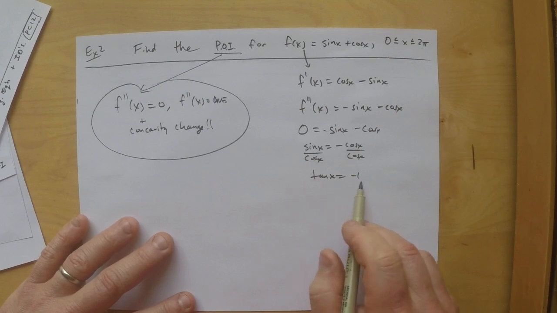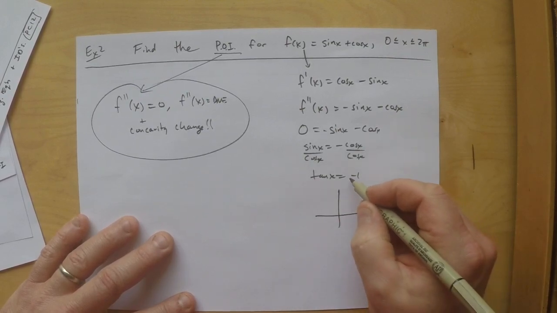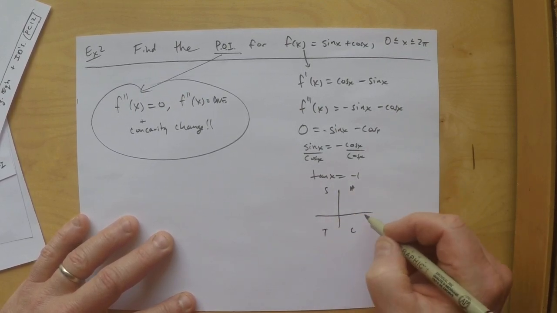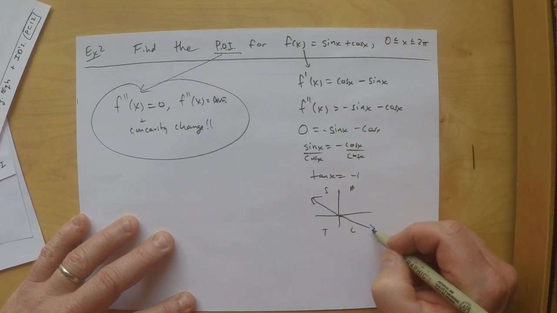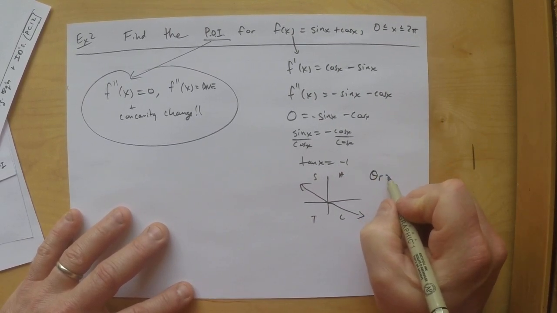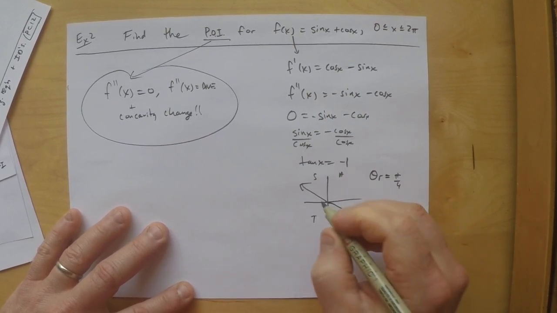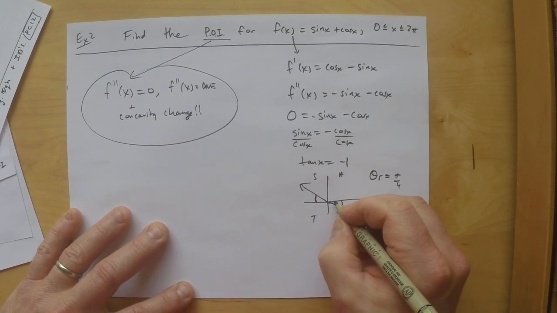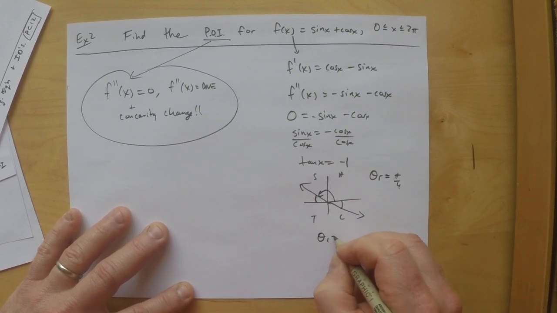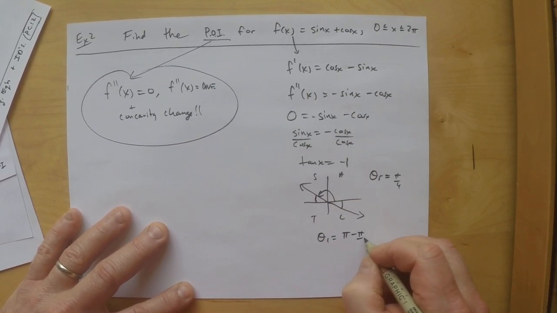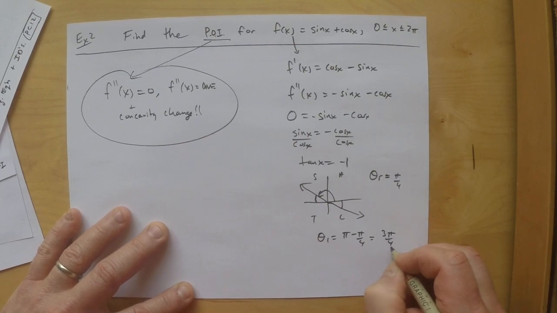And then I can solve this equation. I can say, oh, CAST rule. Where is tan negative? Here and here. And what's my reference angle? For tan, it is pi over 4. So this is pi over 4 and that's pi over 4. So my first answer is pi minus pi over 4, or 3 pi over 4.